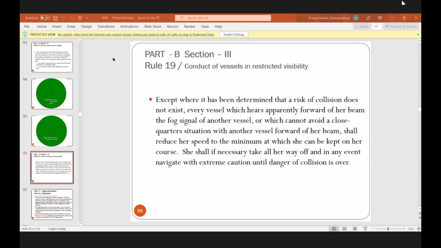You have sent? We do not do that. In clear visibility at sea, if any of the equipment goes out of order, do we send a safety message? No.